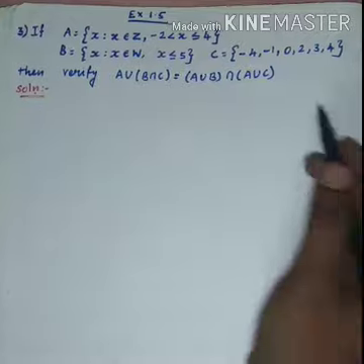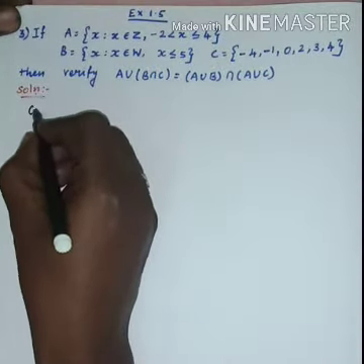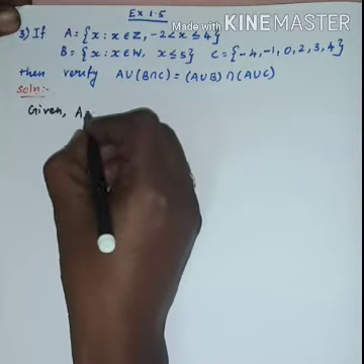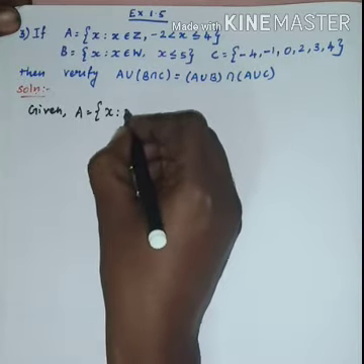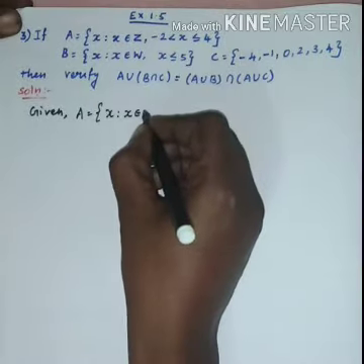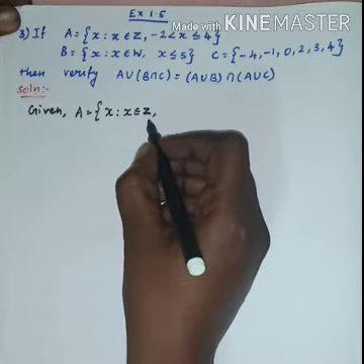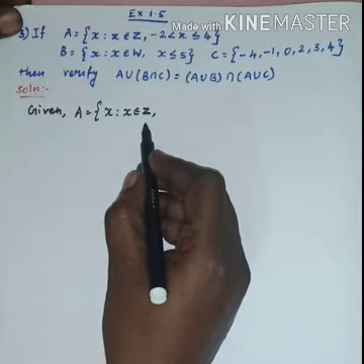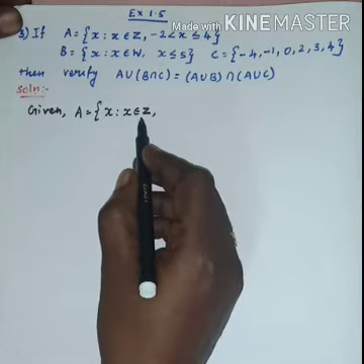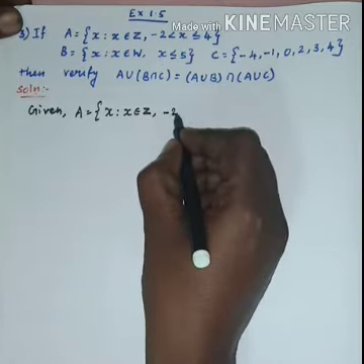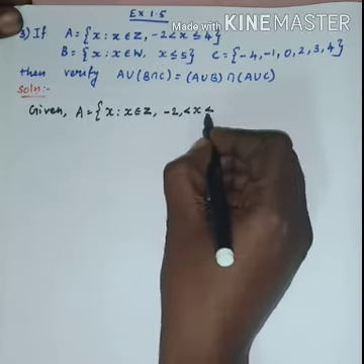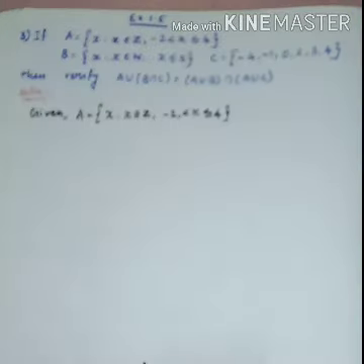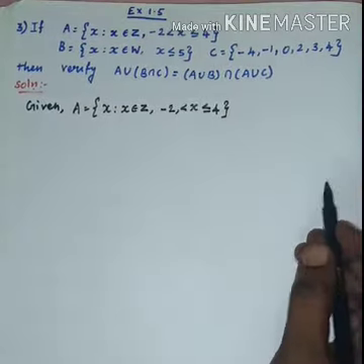Okay. So given A is equal to x such that x belongs to Z. What is Z? Z means integer. Integer is nothing but all the negative values, 0 and all the positive values. So x belongs to integer, and the condition is minus 2 less than x less than or equal to 4. The set A is given in set builder form. We have to change it into roster form.